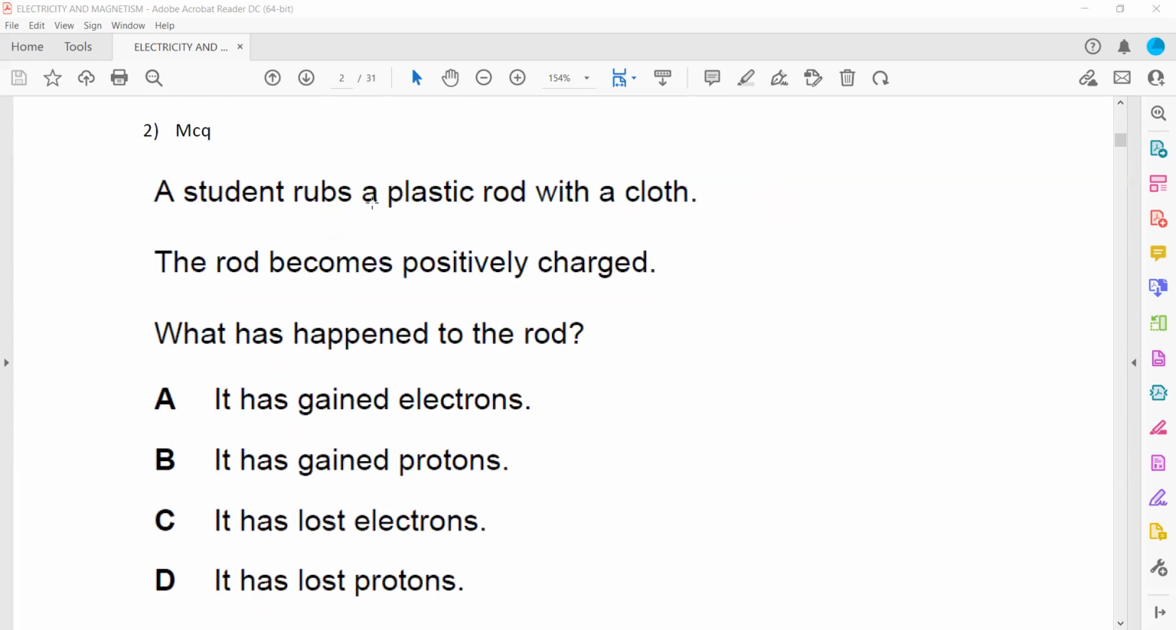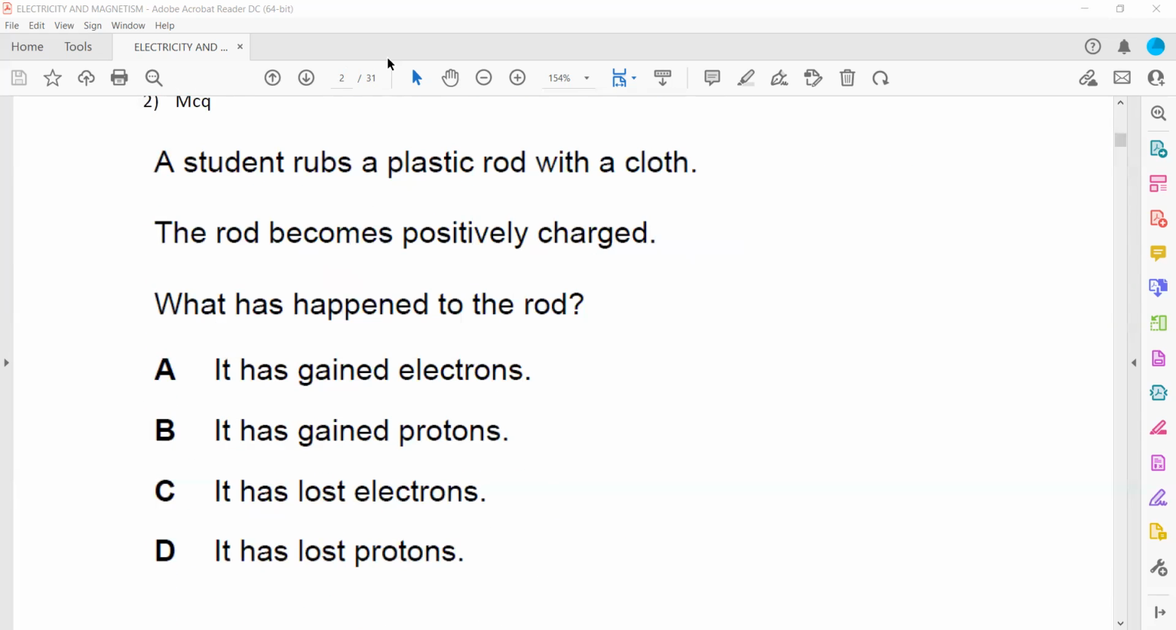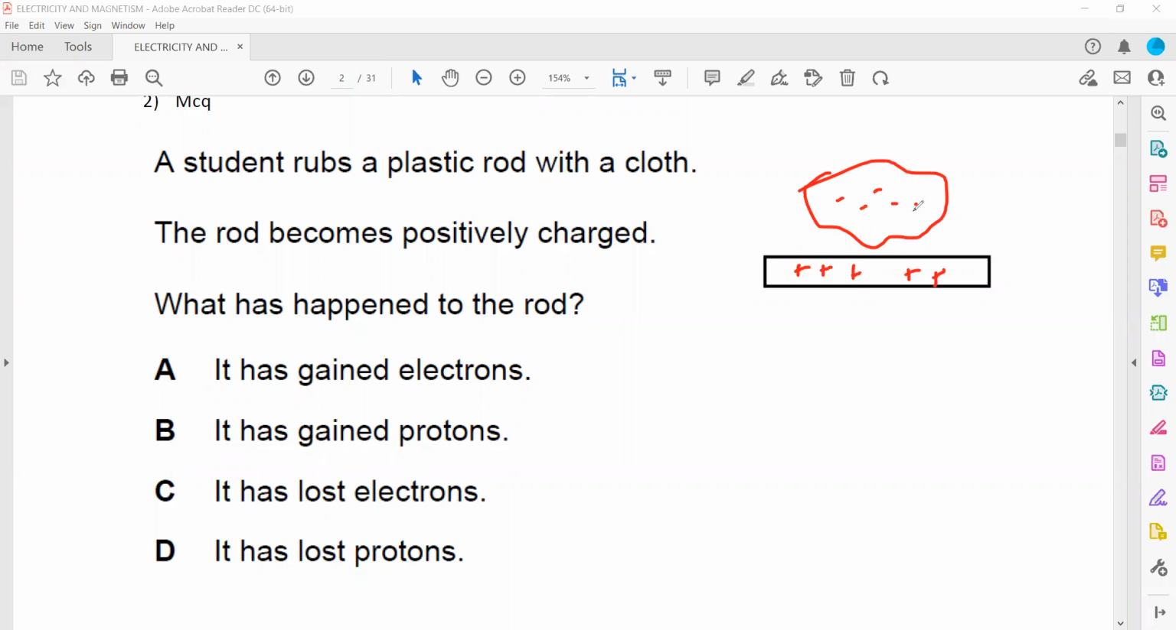In question 2, a student rubs a plastic rod with a cloth. The rod becomes positively charged. So why does the rod become positively charged and the cloth negatively charged? There's a transfer of electrons. Because the rod becomes positive, it means the rod loses electrons. When something loses electrons, it gets a positive charge.